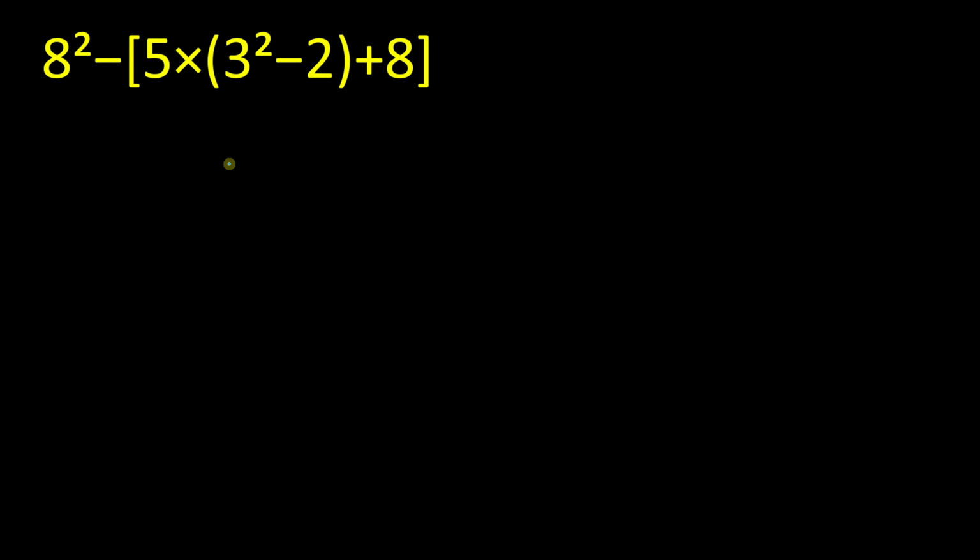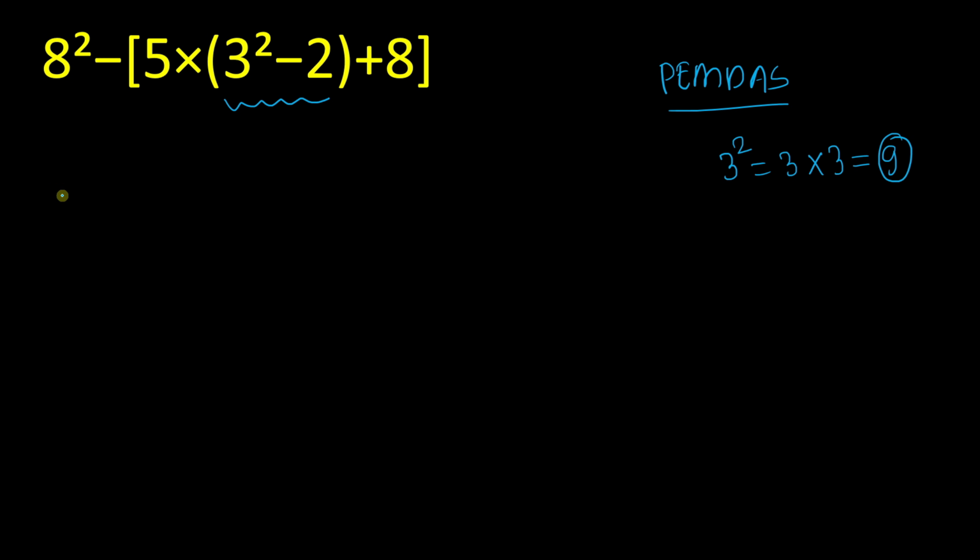Okay, time's up. Here, as we can see, there are multiple operations. So we will follow the order of operations, PEMDAS, and according to PEMDAS, first preference will be given to this part. As we can see, there is an exponent, which is 3², which can be written as 3 times 3, which will give result 9 here. So in simplified form, we can write 8² − 5 × (9 − 2) + 8.